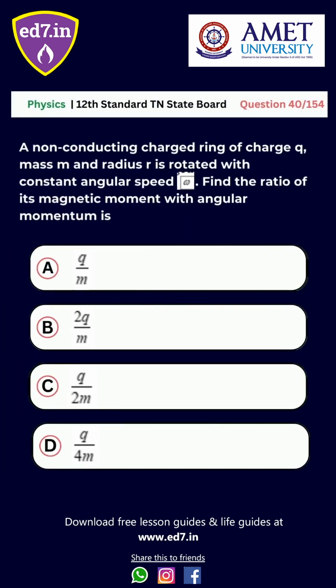Question number 40. A non-conducting charged ring carrying a charge of Q, mass m, and radius r is rotated about its axis with constant angular speed omega. Find the ratio of its magnetic moment with angular momentum. Option A, Q by m; B, 2Q by m; C, Q by 2m; D, Q by 4m. And the right answer is option C, Q by 2m.